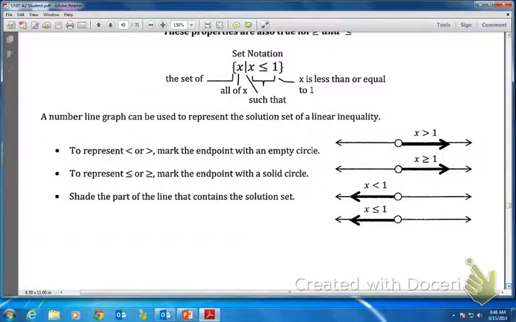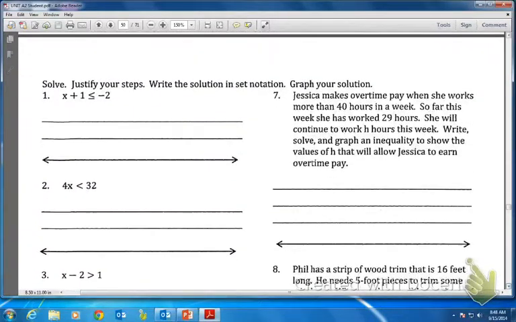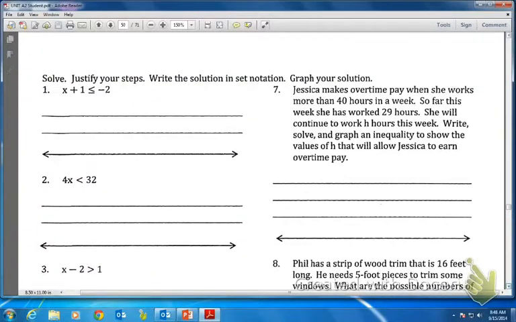All right, we're going to look at 3 examples on the next page. So let's come over here. We're going to do number 1, number 2, and number 7. So it says solve. So there's a couple different things we have to do. The first one says solve, then justify your steps, then write the solution in set notation, then graph your solution. So we have 4 things to do. So let's start with this first one over here.